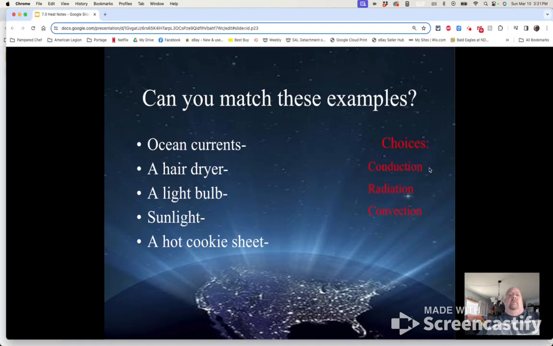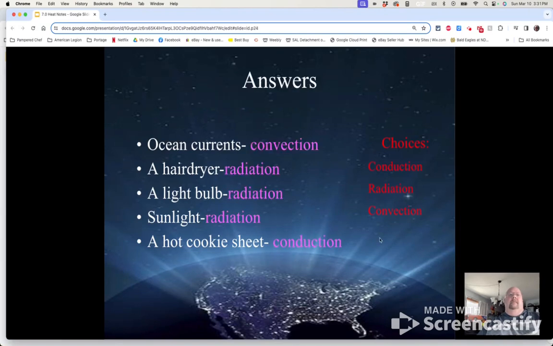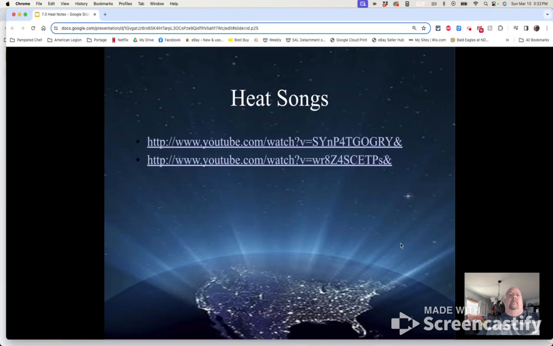So can you match these examples? Remember, your choices are conduction, radiation, and convection. Ocean currents, a hairdryer, a light bulb, sunlight, or a hot cookie sheet. So if you chose convection for the ocean currents, radiation for the hairdryer, radiation for the light bulb, radiation for the sunlight, and conduction for the hot cookie sheet, good job. You got these concepts down.